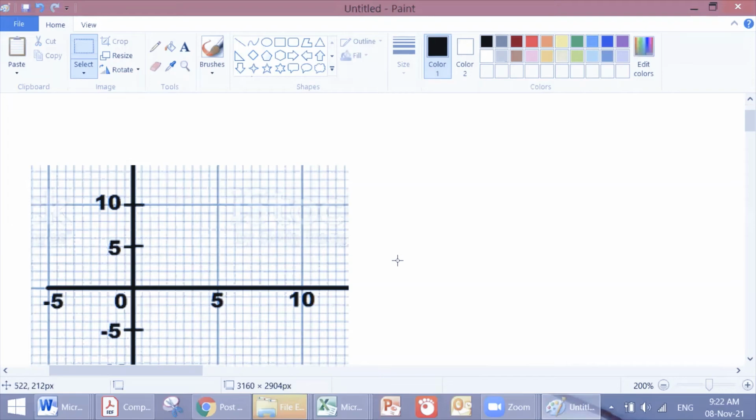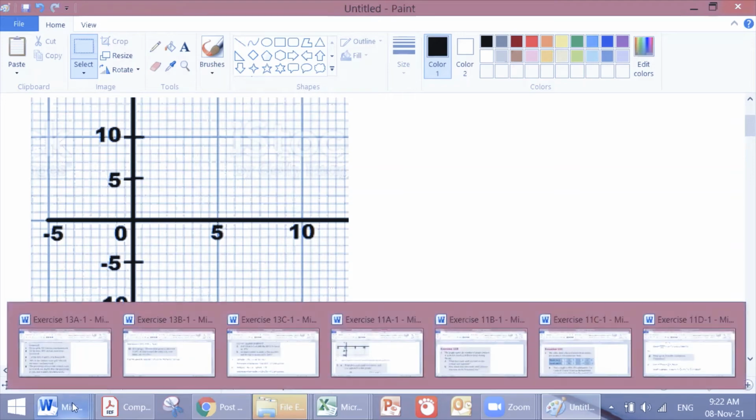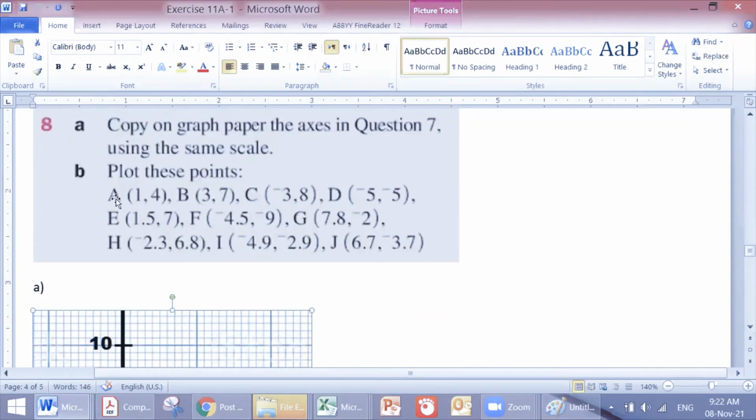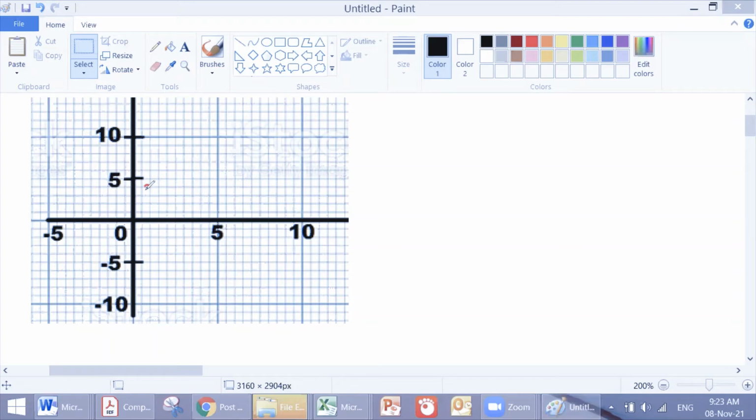Okay, so this question you can now solve. I have done it, and the coordinates you can see from this question in your book also. These are the coordinates you have to draw. For example, A is on 1 and 4, so you will draw it on this paper. This one is 1, and this one is 4. This point is 1 and 4.